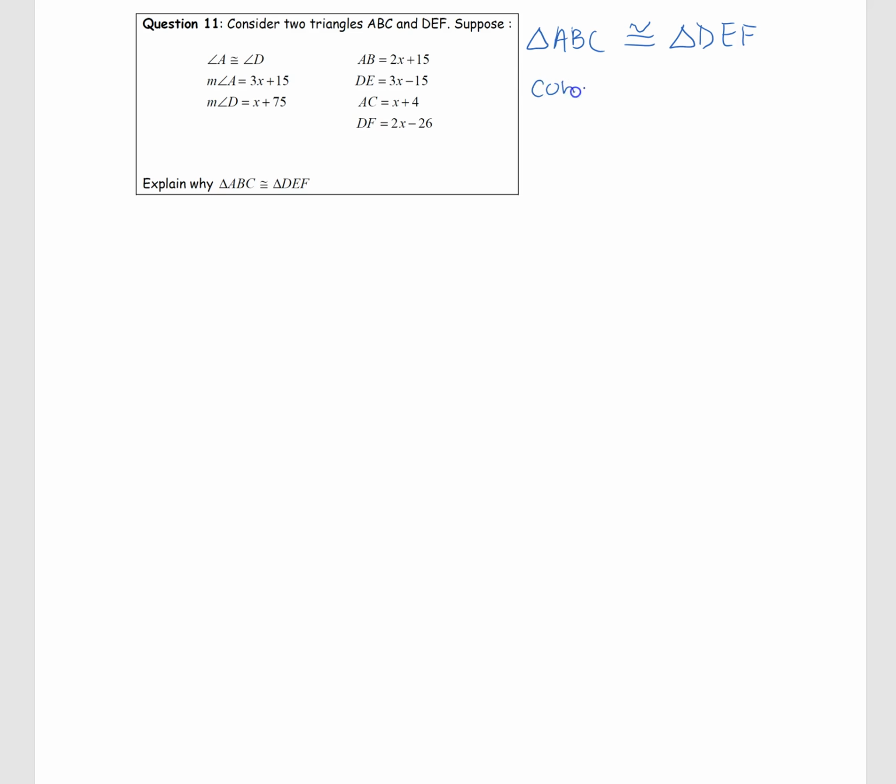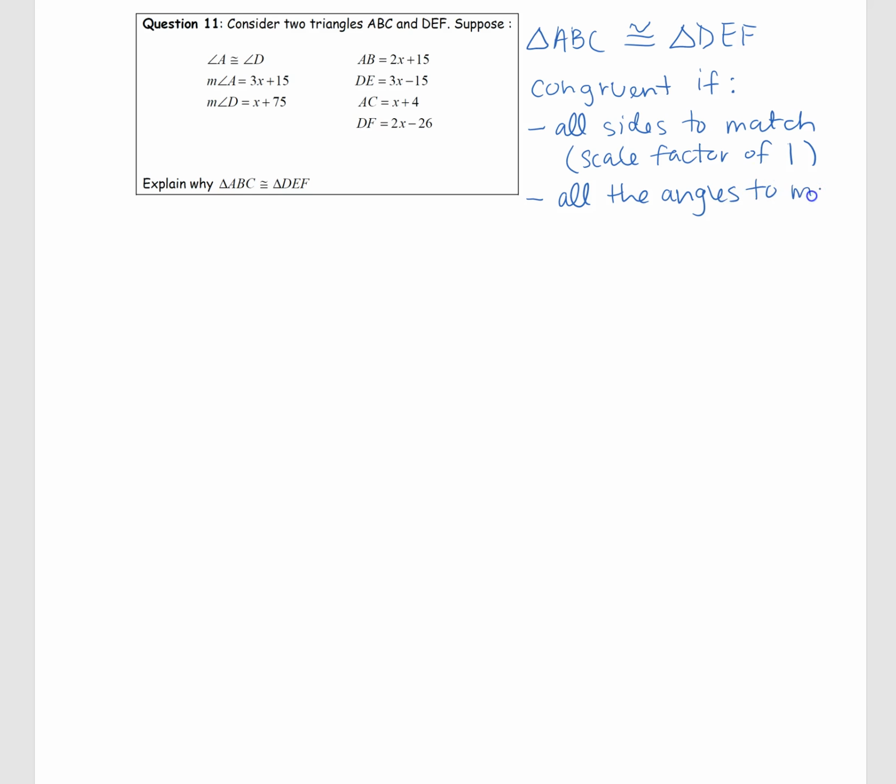We know that for things to be congruent, we need all the sides to match exactly. So that means that they have a scale factor of 1. And we also want all the angles to match exactly.